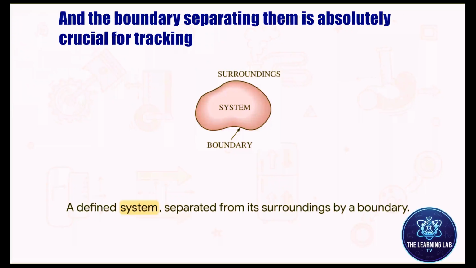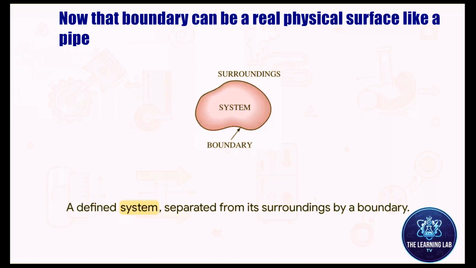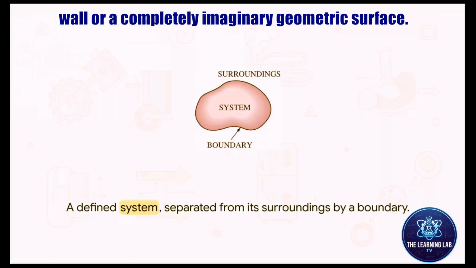And the boundary separating them is absolutely crucial for tracking what energy is actually going in and out. Now, that boundary can be a real physical surface, like a pipe wall, or a completely imaginary geometric surface.